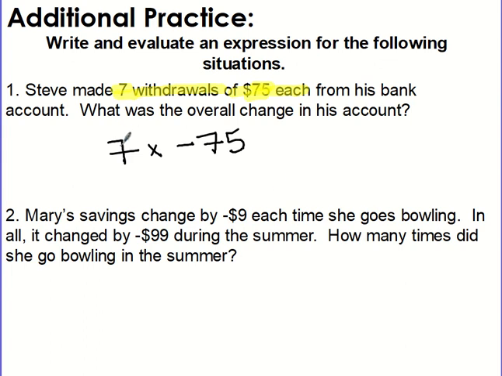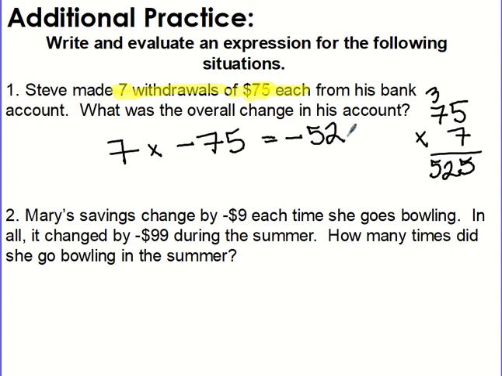So we would take 7 times 75. I'm going to do that over here. So 35. 7 times 7 is 49. 9, 49, 50, 51, 52. Okay, so it's negative $525 because of our 1 positive, 1 negative.